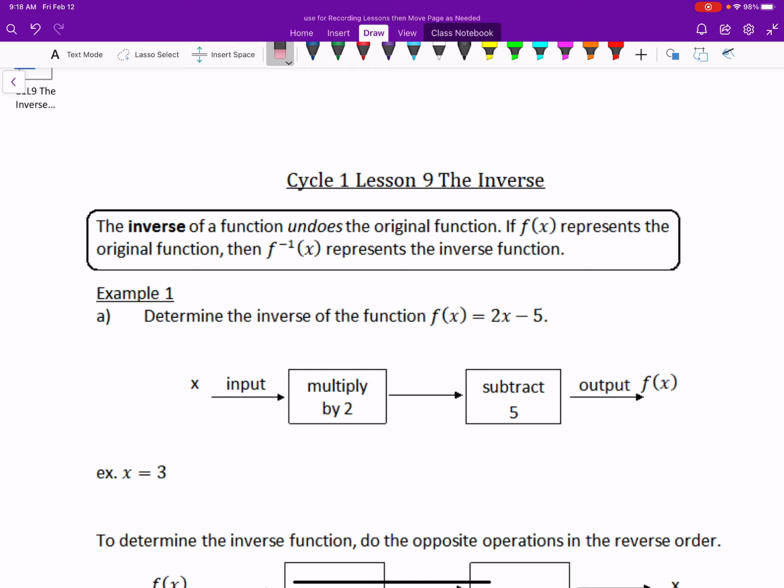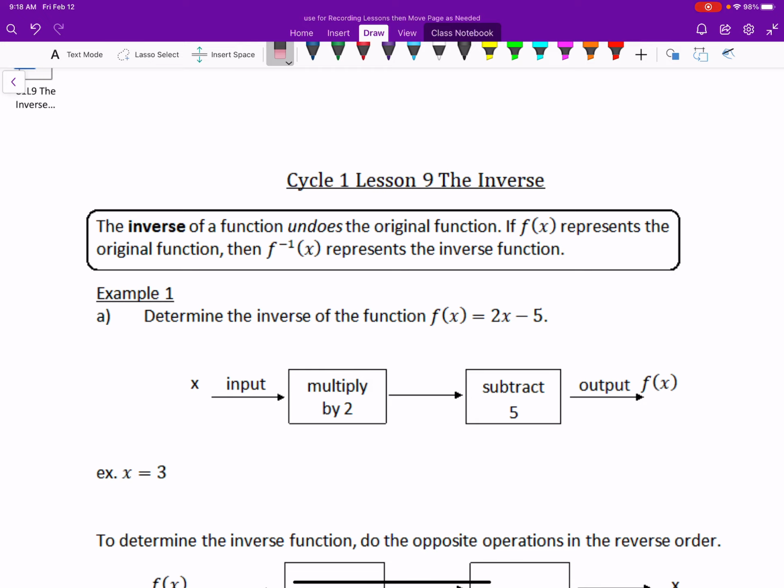We represent an inverse function with this f at -1. So when you see a -1 exponent like this, that's going to indicate inverse. So let's just look at an example. Determine the inverse of the function f at x equals 2x minus 5.